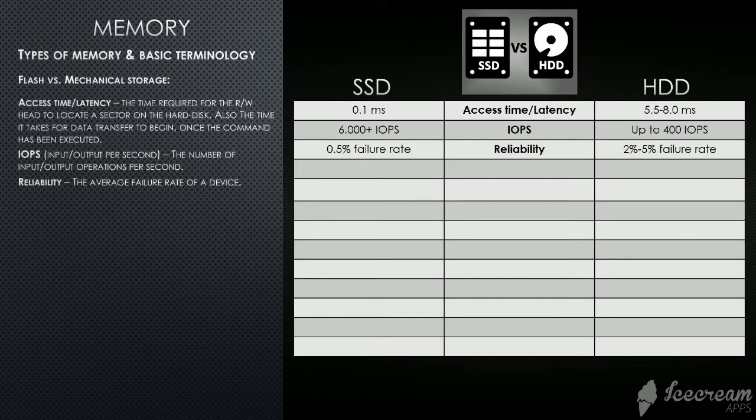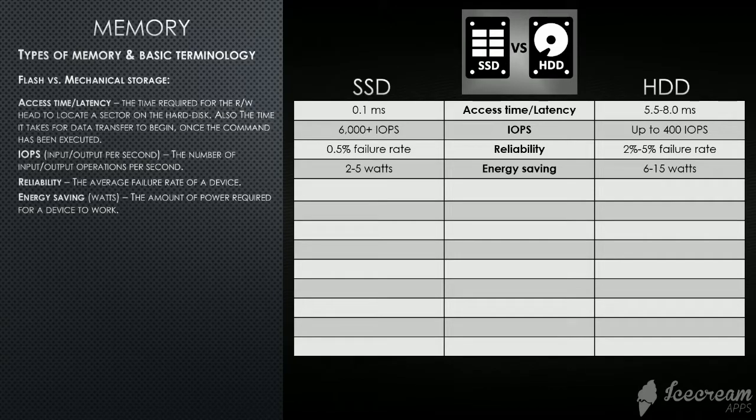Next, we have the reliability attribute. This is the average failure rate of a device. Reliability is very important in mission-critical systems where hard drives or SSDs are frequently being used and replaced. Due to the mechanical nature of HDDs, we can see their failure rate is 4 to 10 times higher than SSDs. SSDs have only 0.5% failure rate, while HDDs have 2 to 5% failure rate.